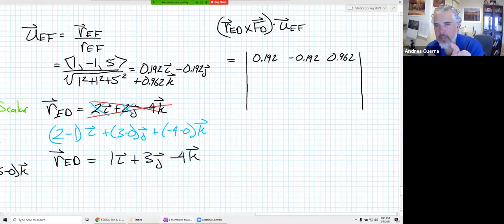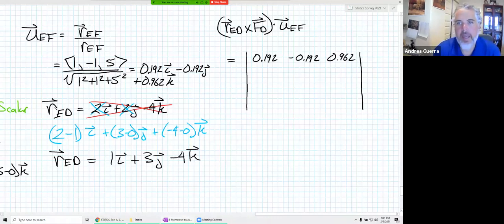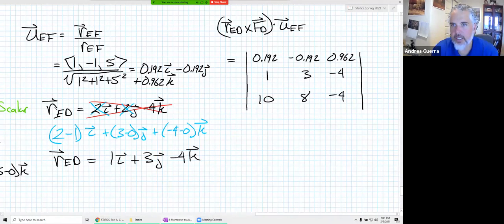This works because we're just going to multiply. By still following the same operations as a cross product, we end up multiplying the I component of the moment vector with the I component of the unit vector. And so then our next row is going to be a 1, a 3, and a -4. That's our position vector. And then the next row is our force vector, which we were given as a 10, an 8, and a -4. So we have our unit vector from E to F right here, the position vector from E to D there, and then our force vector at D there.